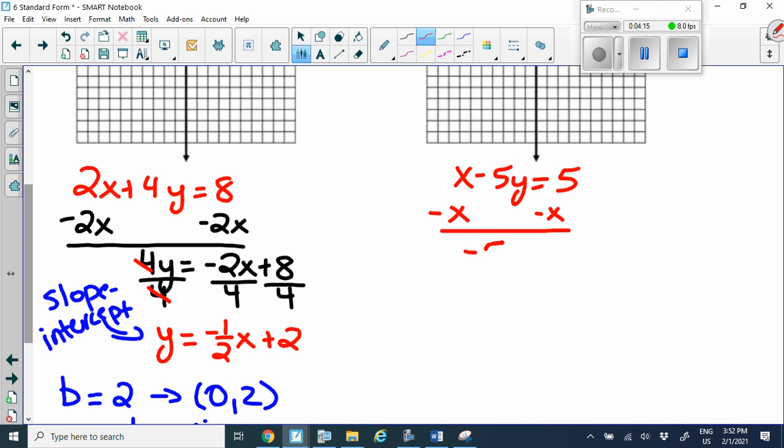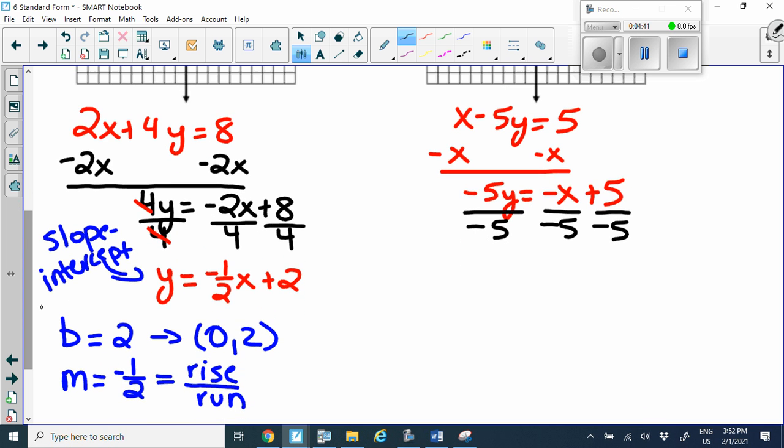So I have negative 5y. Now as I did before, instead of putting 5 minus x, I'm going to put the x in front to know, hey, that's going to be my slope later on. Okay, now I'm going to divide both sides by negative 5. Now don't forget, divide each term by that negative 5. So doing it this way kind of helps you to not make those little minor mistakes.